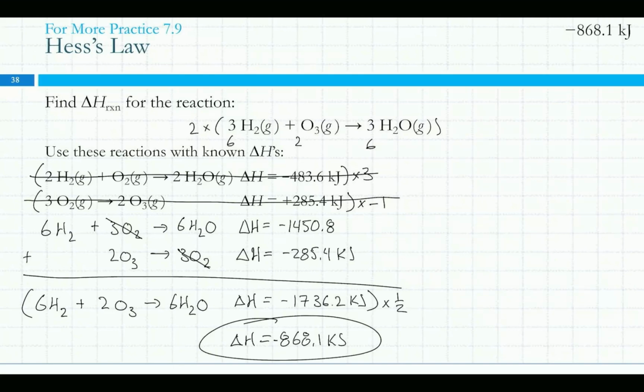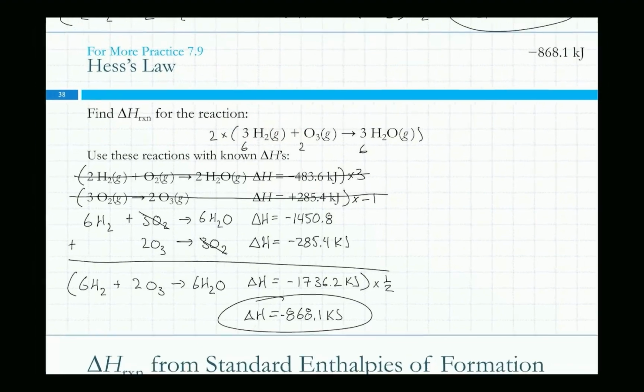Getting used to spotting, okay, what differences am I looking for? And then the manipulations are easy, right? If I flip it, just change the sign to negative. If I multiply by 2, the math is not that complicated. It's shuffling things around that takes a little practice.